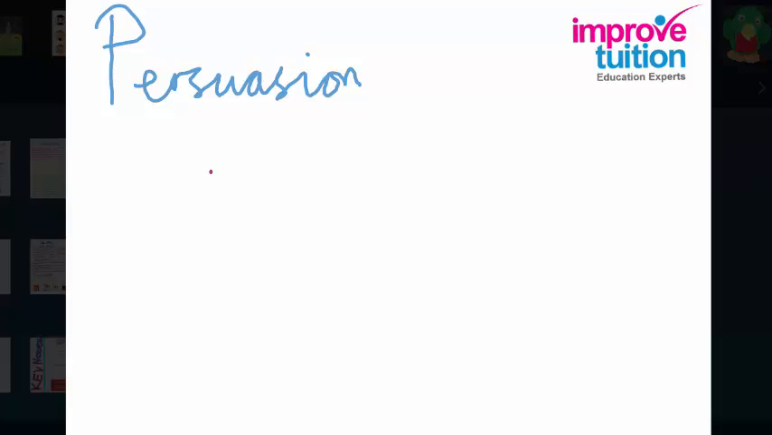Okay, let's learn about persuasion. First, the definition of persuasion: what it does is try to make the reader think, do or buy something. It tries to influence the reader. It tries to persuade the reader. Whether it makes you think, do, or buy something, the purpose is to persuade.